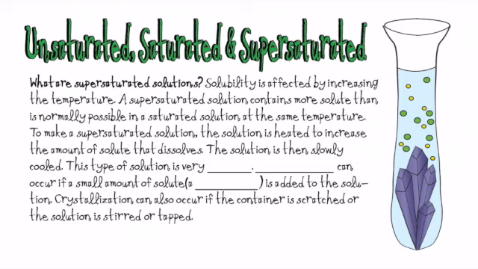To make a supersaturated solution, the solution is heated to increase the amount of solute that dissolves. The solution is then slowly cooled. This type of solution is very unstable. Crystallization can occur if a small amount of solute, a seed crystal, is added to the solution. Crystallization can also occur if the container is scratched or the solution is stirred or tapped.